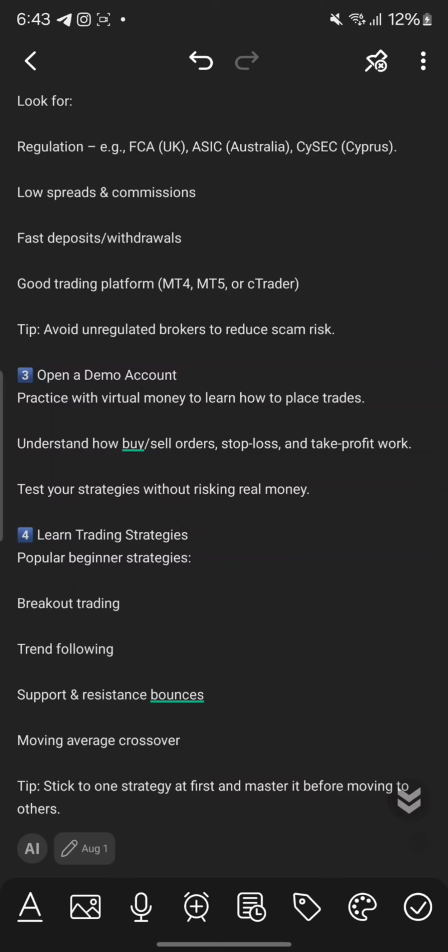Then they must have good trading platforms for you to link your broker to. Trading platforms like MT4, MT5, or cTrader. I recommend MetaTrader 5. So now listen to this tip again. Avoid unregulated brokers to reduce scam risk.